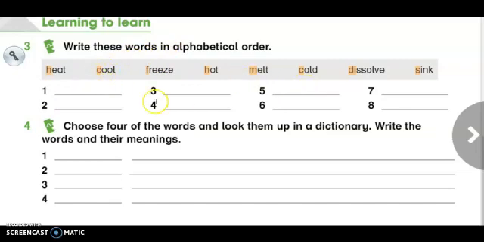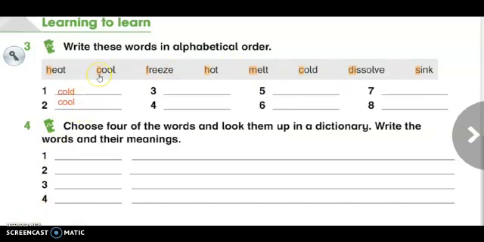A, we don't have A. B, we don't have words that begin with B. And C, we have two words, which are cool and cold. Cool and cold. What do you think is the first one, cool or cold? The first two letters are similar. أول حرفين بهذه الكلمتان متشابهان. And in this next O here, and here we have L alphabetically before O. So we have to write cold, then cool.